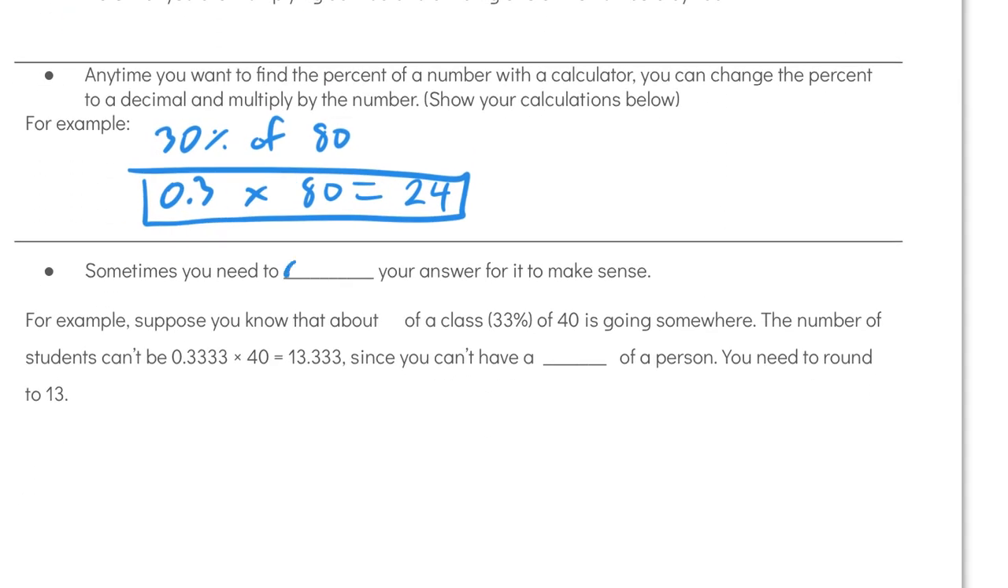Sometimes you need to round your answer for it to make sense. For example, suppose you know that about 1/3 of a class, or 33% of 40, is going somewhere. The number of students can't be 0.33333 times 40 equals 13.333, since you can't have a part of a person. You need to round to 13. You're not going to have just the legs of a student come along on the trip.